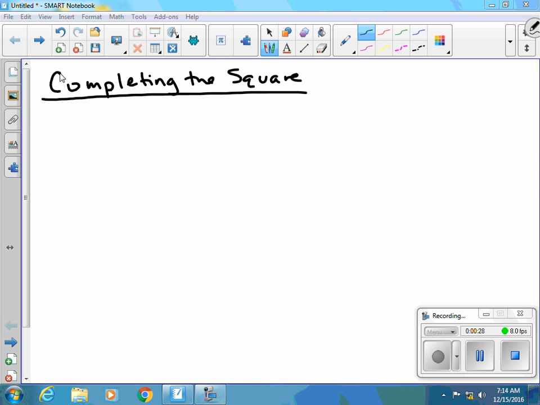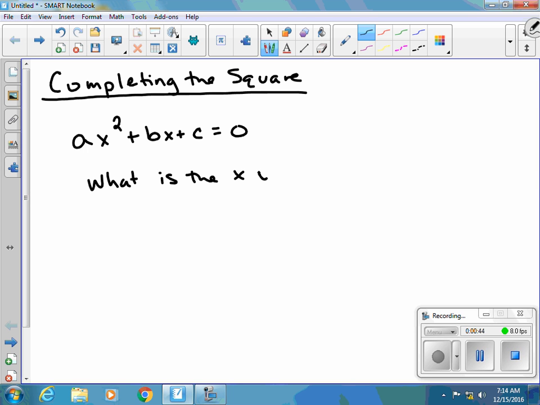So what does it mean by solving the quadratic? If I have the form ax squared plus bx plus c, I want to know what the x value is when this equals 0. This is also going to show me where the roots are.